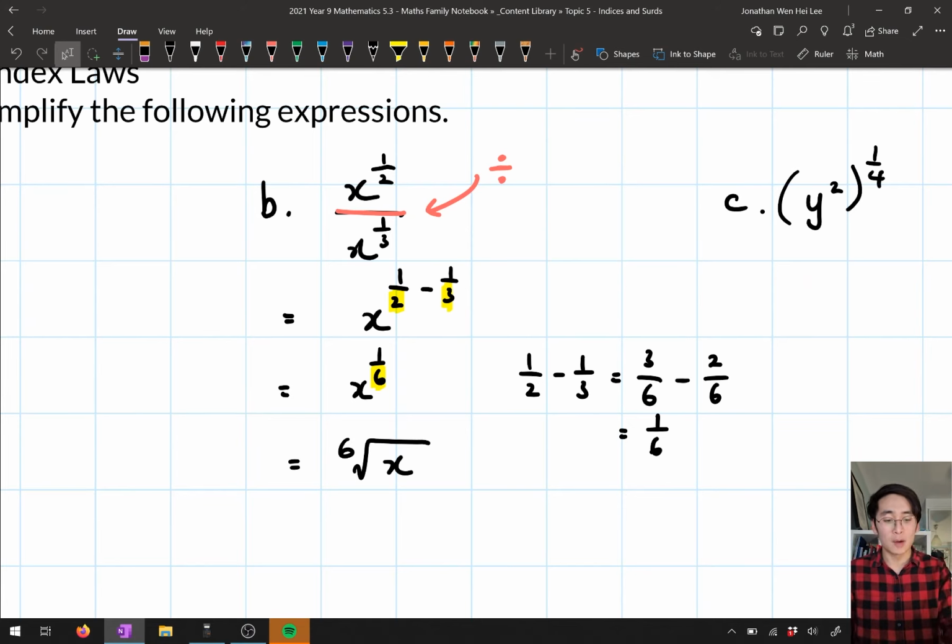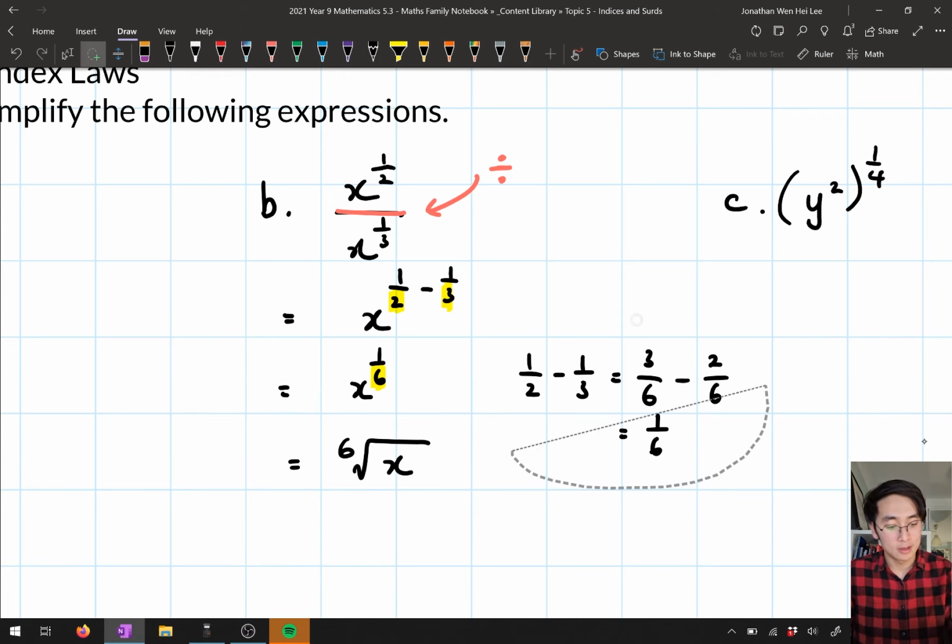And so here we did a half minus a third, and we noticed that they didn't have the same denominator. So we had to convert them to the same denominator and then subtracted, and we were left with a fractional index, and so we could actually rewrite this as a third and the final step.